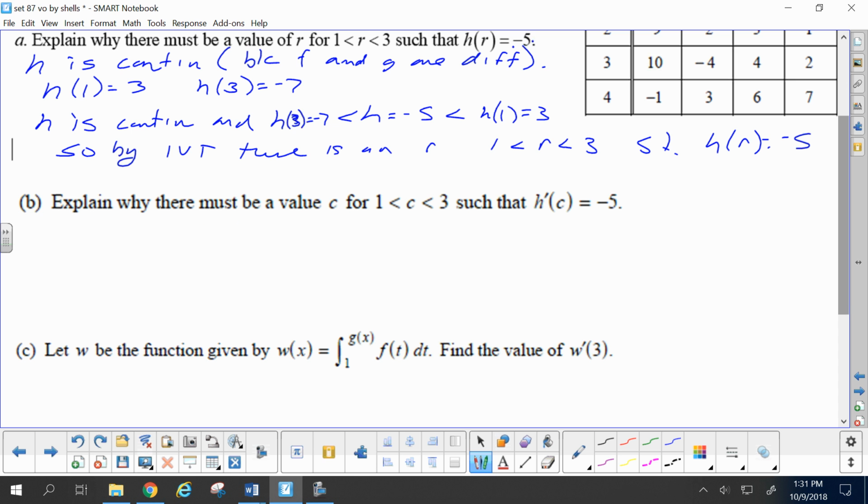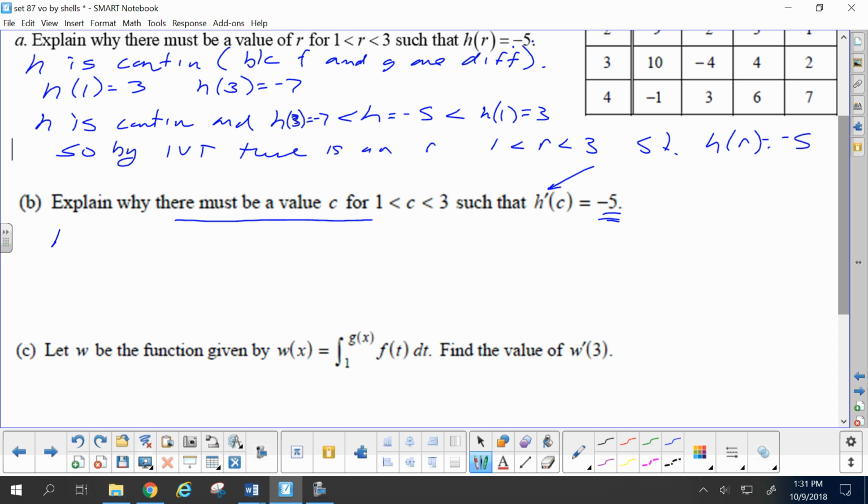If they say, why must there be a value such that the derivative is -5? What's that a reference to? Mean value theorem. That's MVT. Now, I don't know about you, but I just started kind of plowing ahead, and I hope it all worked out. I have no idea where -5 comes from. I just assume it'll kind of pop up when I start my MVT work.